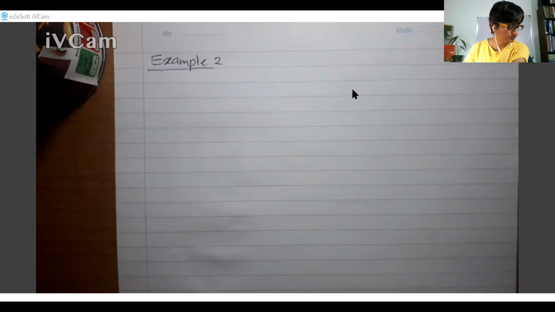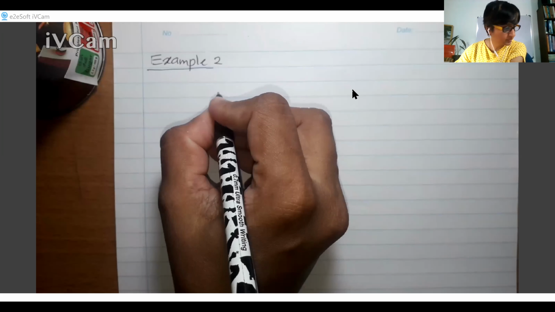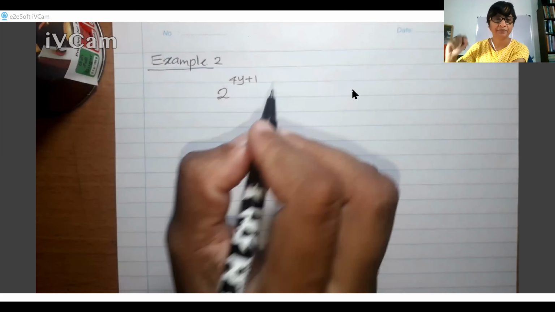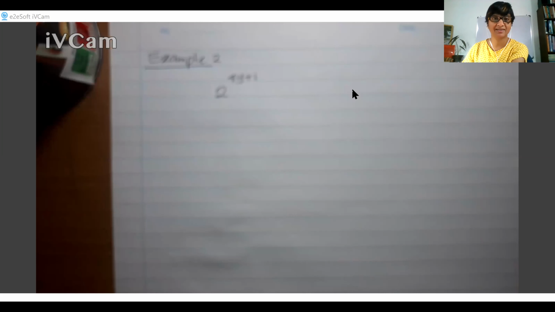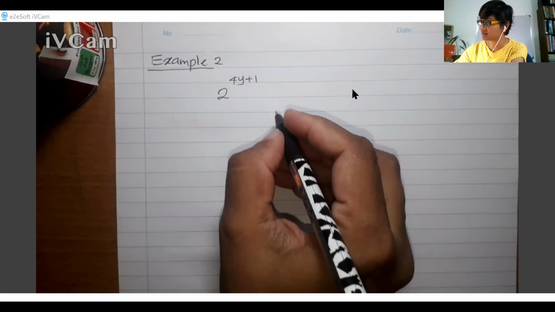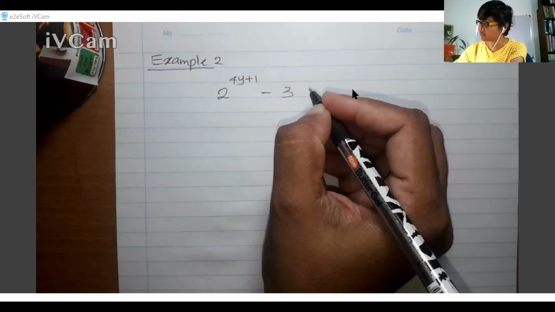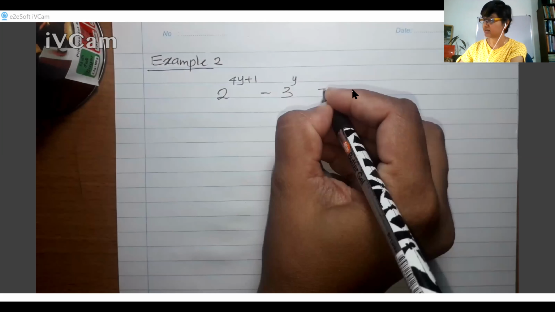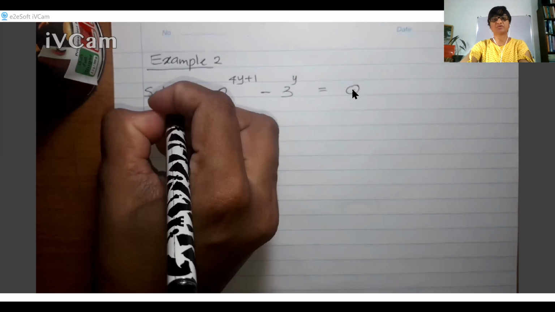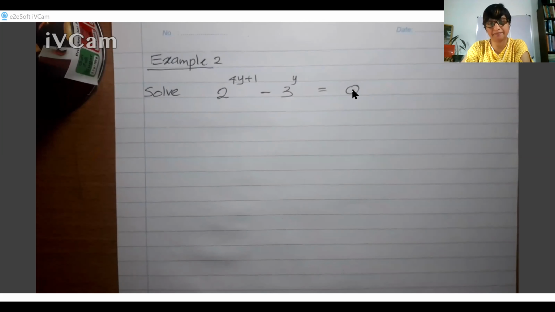Here's your example two. 2 to the power of 4y plus 1. Now your unknown is y here. That whole thing, 4y plus 1, is in the exponent. See, it goes out of focus sometimes. You let me know whether it is not very effective. Minus 3 to the power of y equals 0. Here's your equation that you have to solve. We have to solve for y.